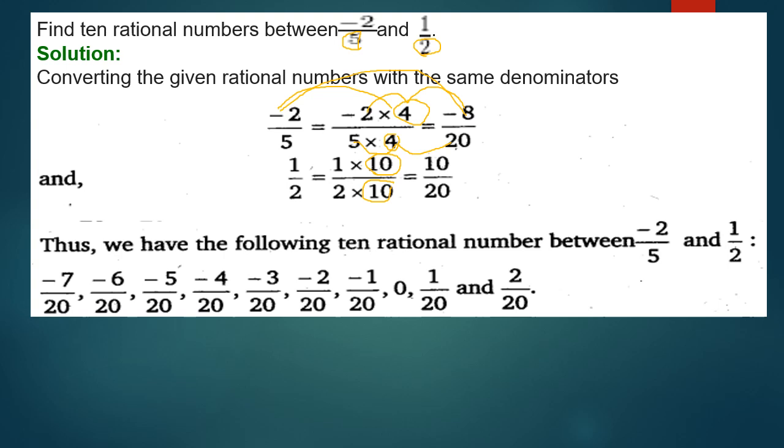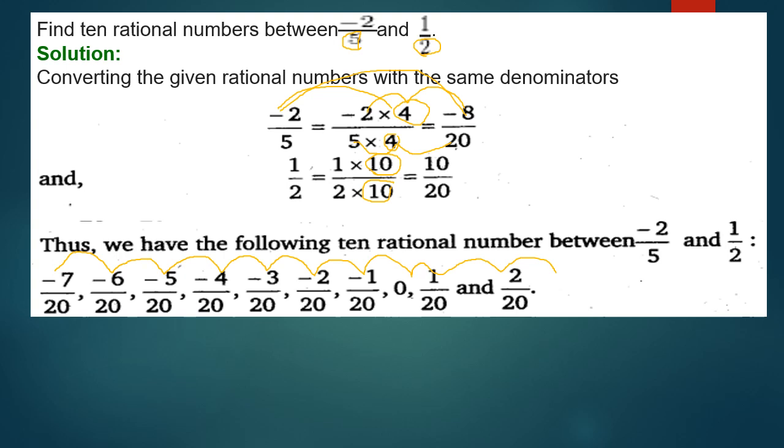Thus, we have the following 10 rational numbers between them. Between minus 2 by 5 and 1 by 2 are, see here, minus 8 by 20 is there, no children. So minus 7 by 20, minus 6 by 20, minus 5 by 20, minus 4 by 20, minus 3 by 20, minus 2 by 20, minus 1 by 20, 0, 1 by 20, 2 by 20, 3 by 20, 4 by 20, etc.